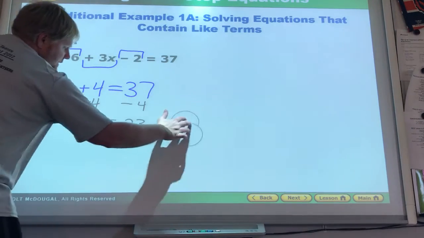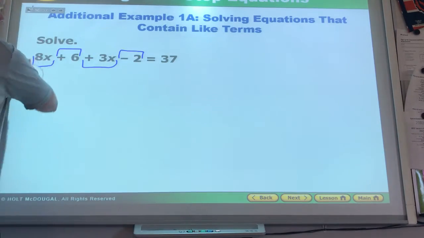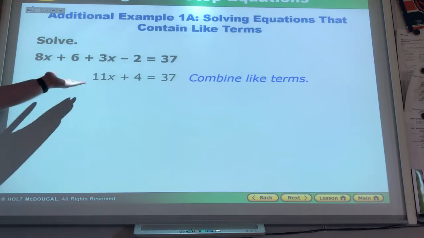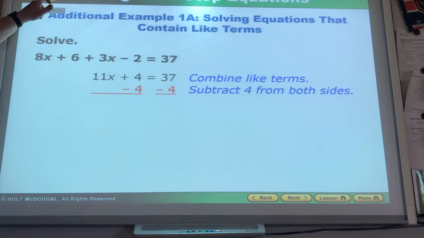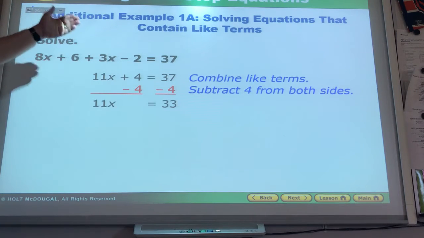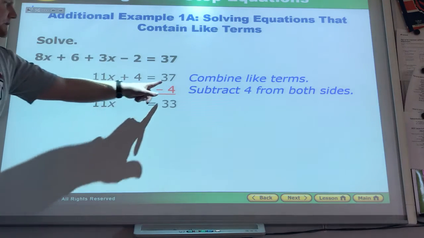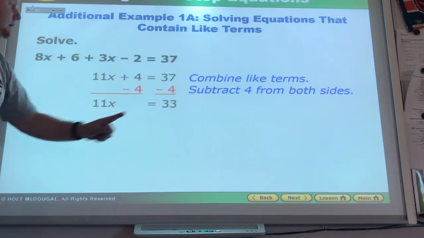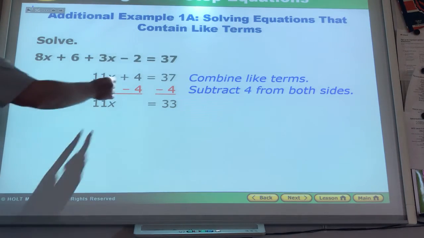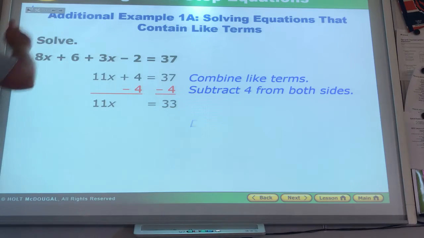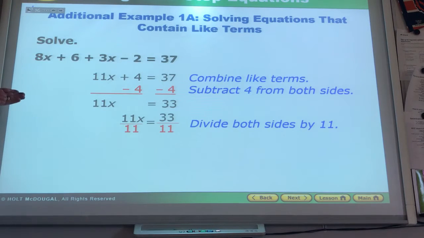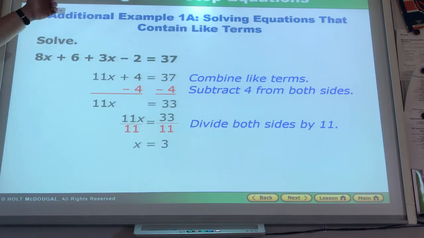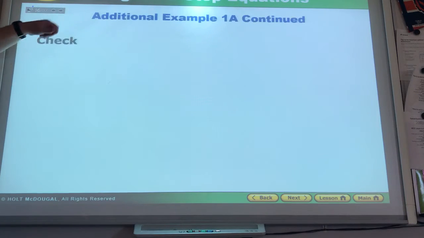Let's watch what they do. Okay? They combine like terms. We did that in our first step. Then they get rid of that 4. So it's kind of a continuation of combining like terms, but it's across that equal sign, so we had to subtract and subtract. Okay? Then we're ready to use more inverse operations. Divide by 11, and we get x equals 3.